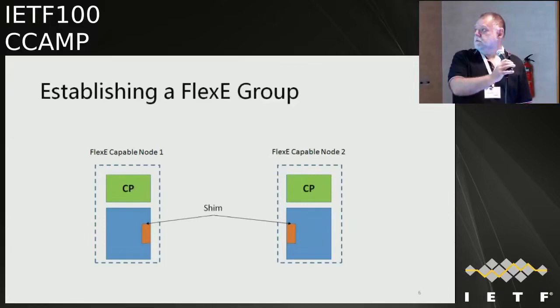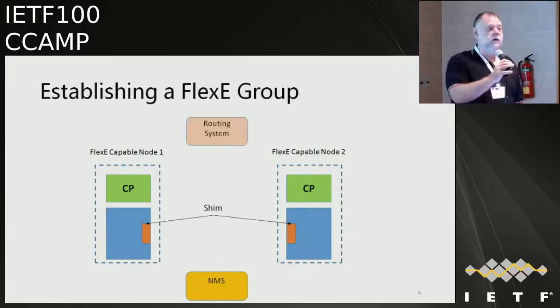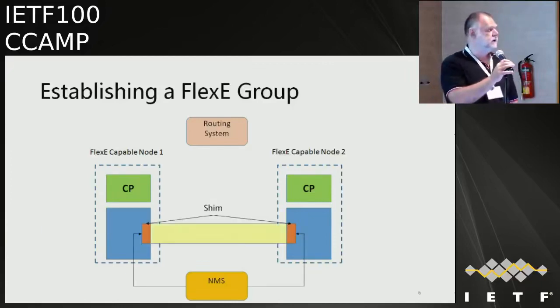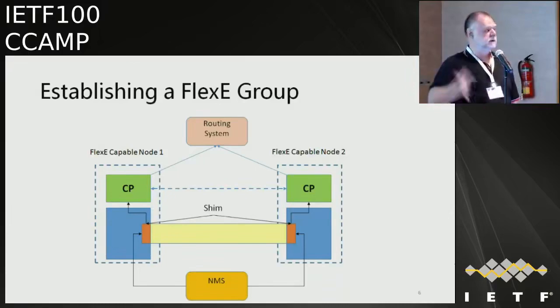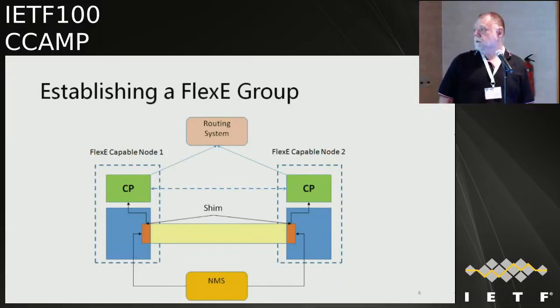So this is, if we want to establish a Flexi group, we have two boxes, the dotted lines. We have a Flexi data plane and a shim on each side. Then we have, click once, an NMS that is doing the configuration. Click one more. You have a routing system that is the ultimate recipient of the information. The NMS tells the two boxes to establish the Flexi group. And then the node inside sends the information to the control plane, which announces it into the routing system.